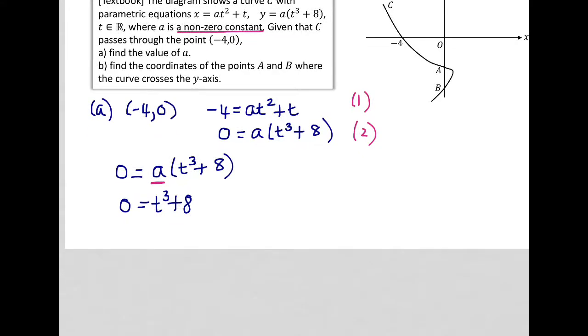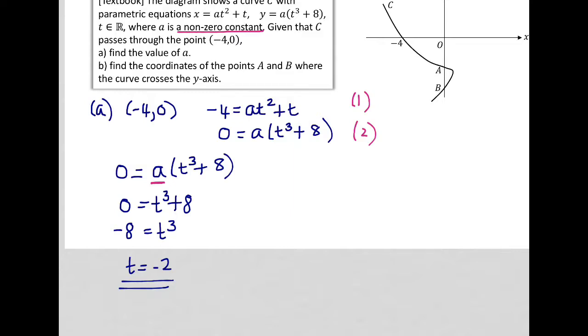Therefore, -8 would equal t cubed, and that gives me that t is equal to -2, and there's my answer for t. Now that hasn't given me my value for a, but having got that value for t, I can then put that back into my equation to find what a is.